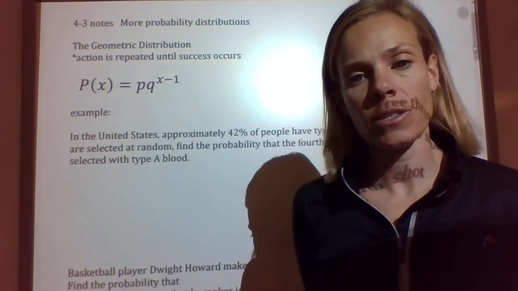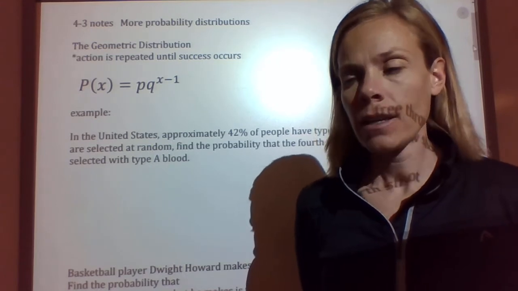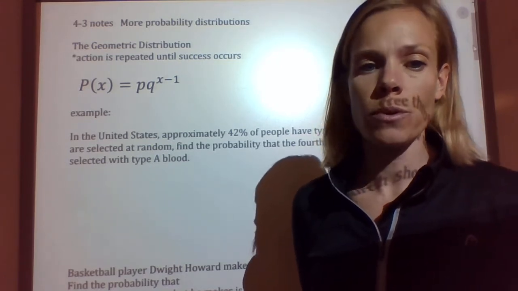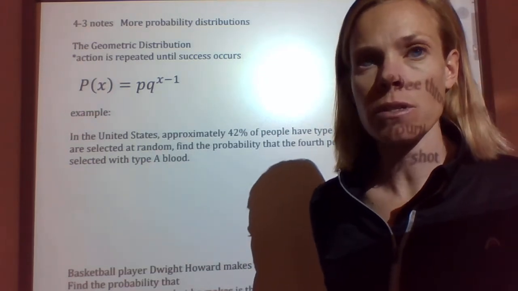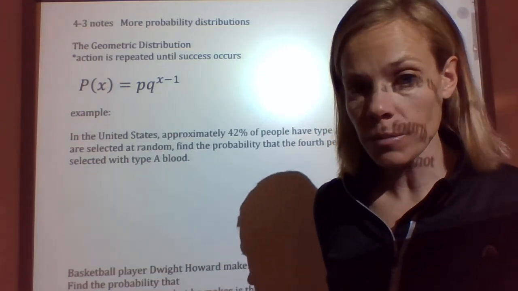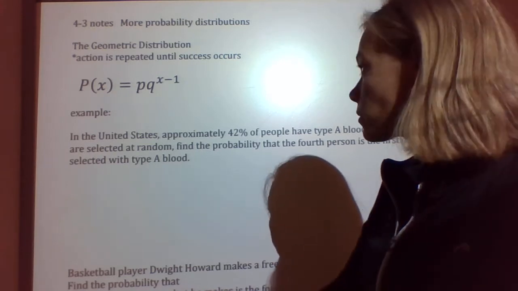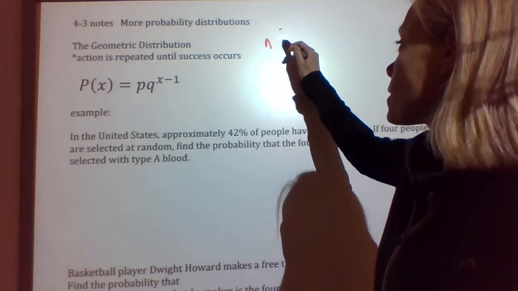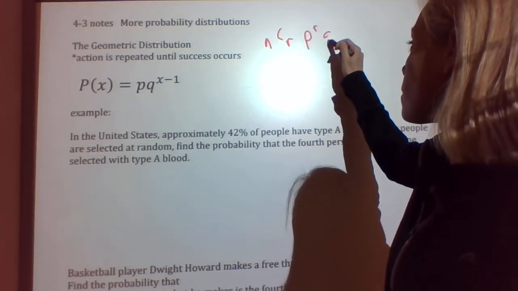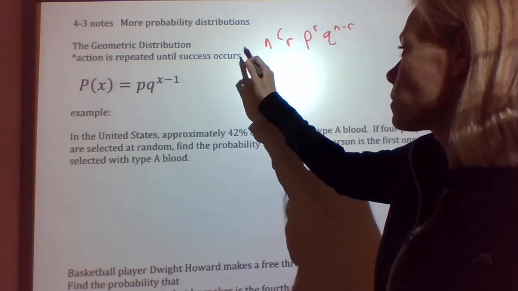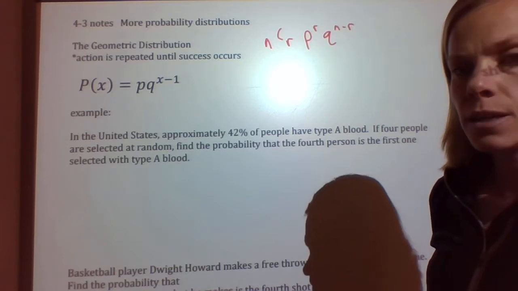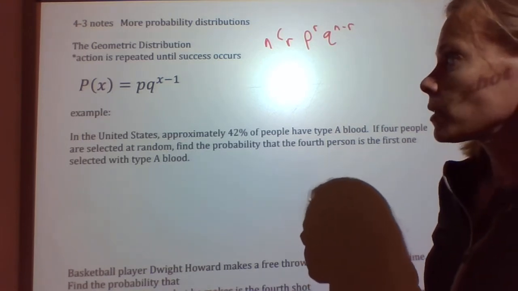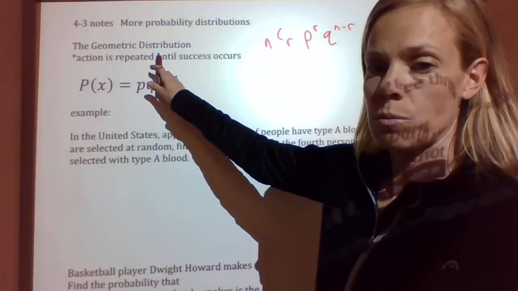4-3 is the last section of chapter 4, and it introduces us to two more formulas. The main idea of the chapter focuses on the binomial distribution formula. If you remember, the binomial distribution formula was this. And we spend a lot of time on that formula, but they do throw two more in here to kind of introduce us. The first one is the geometric distribution.